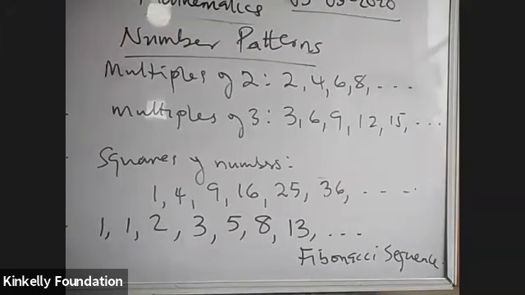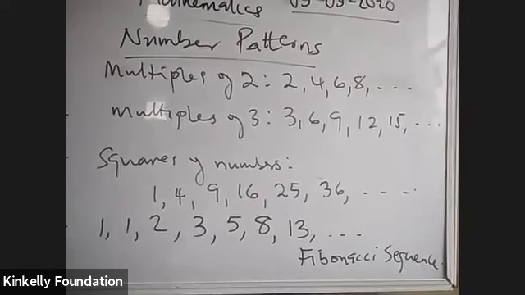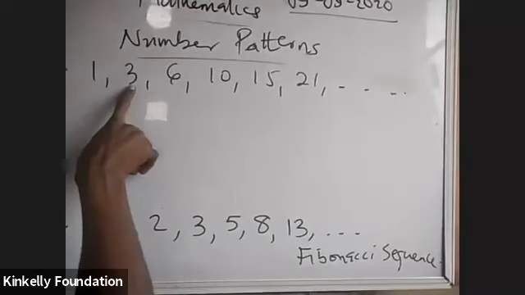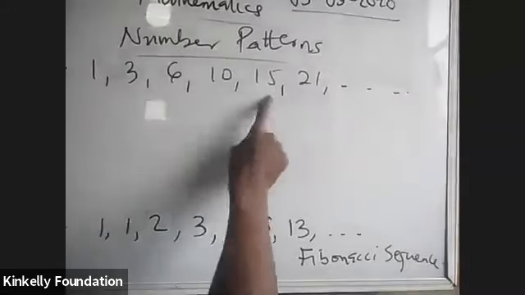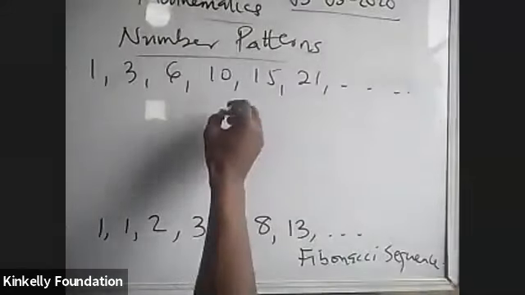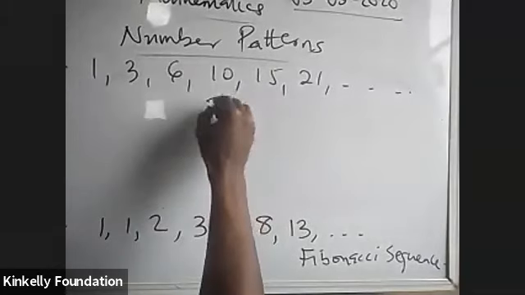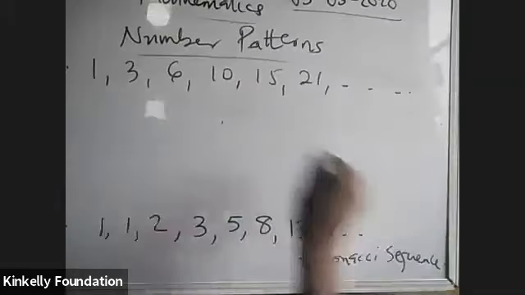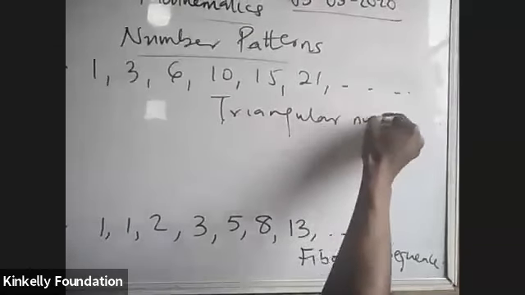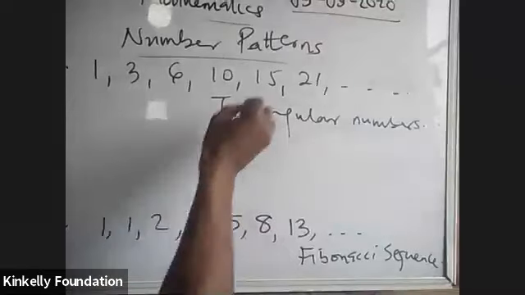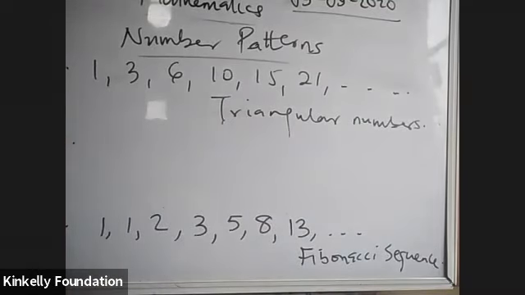Number patterns. We also have triangular and rectangular numbers. This one, add 2 here, get 3, add 3, get this, add 4, add 5, you get this, add 6, you get this. So this type of pattern is what we call the triangular. You say the triangular numbers. So this is the number system of triangular sequence. Also, the next one we have is rectangular numbers.